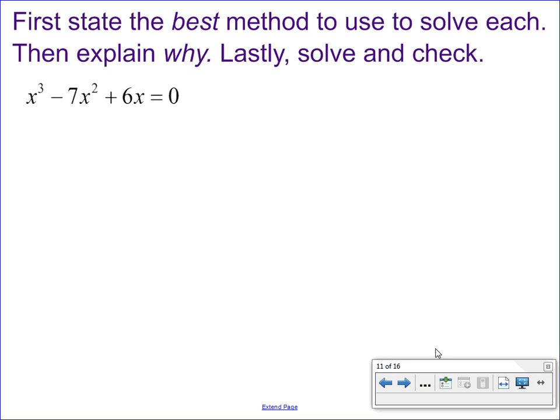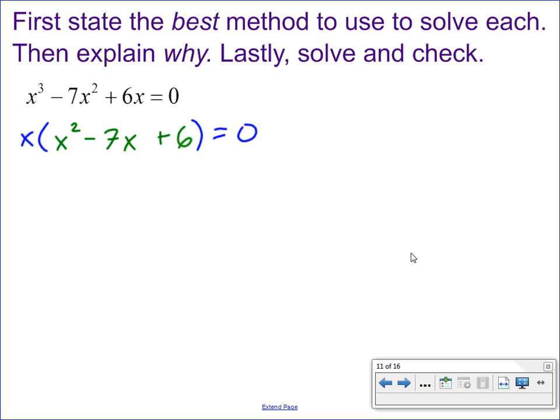Let's go ahead and take a look at one with a higher degree. So if we have a higher degree polynomial at this stage, we're going to always look for a GCF and see if we can't chunk it down to a quadratic equation. So stop, think GCF, and let's pull out an X in this bad boy. And consider the resulting trinomial. Looks like X squared minus 7X plus 6.